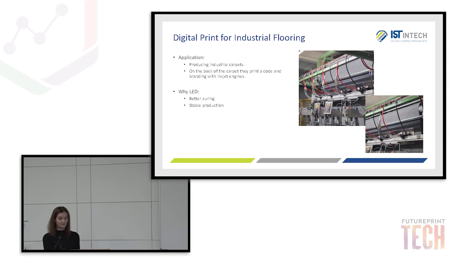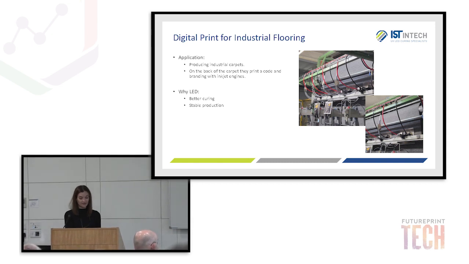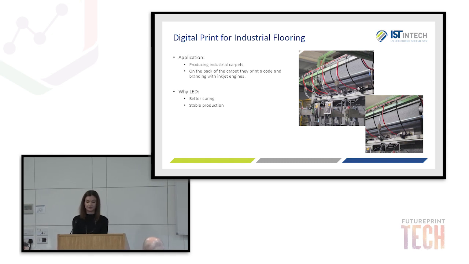The next example is a company who are producing industrial carpets. On the back of the carpet, they print a code and branding. This customer made the switch to UV LED to ensure a good and more stable process. UV LED lamps do not experience the degradation in performance typically associated with arc lamps. They have a much more consistent UV output throughout their lifespan, ensuring reliable and efficient curing over time. This stability translates into improved process control and reduced production interruptions.